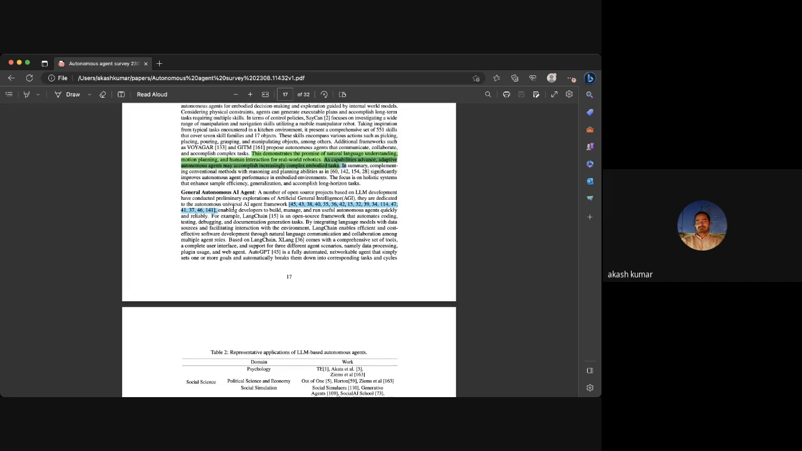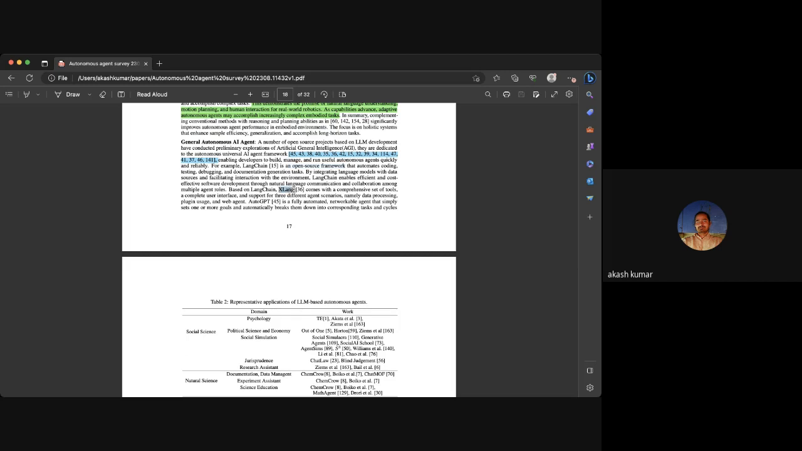Other than that, there has been a constant effort to build something like a general autonomous AI agent, something like a predecessor of artificial general intelligence. And again, a lot of things are being built in this direction, like LangChain, which everyone knows, is an open source framework which helps in designing different kinds of autonomous agents for a use case.